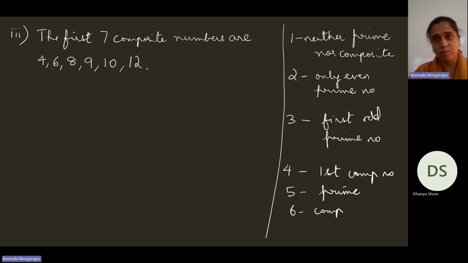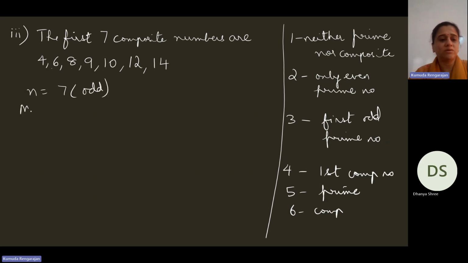12 composite. 13 prime. 14 composite. So these are the first 7 composite numbers, and they're already in ascending order. So the median: n is equal to 7, which is odd.